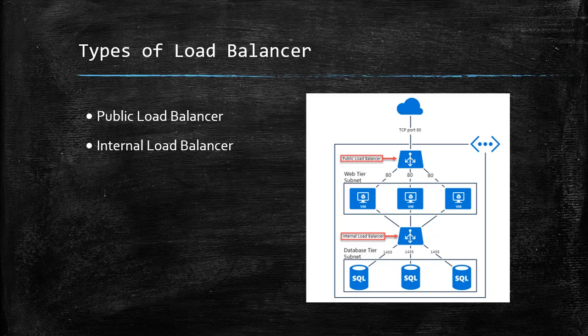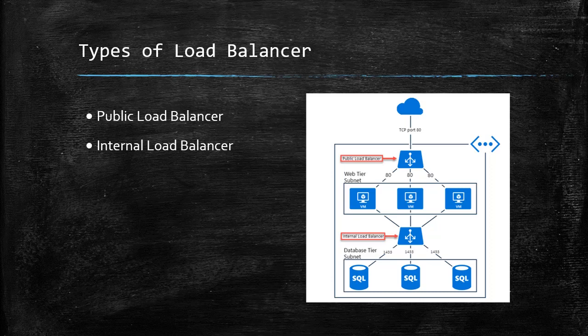Let's take a typical example over here. In this diagram, we have two applications. One is a web application and another one is a SQL application. The web application is exposed to internet and we have three servers deployed which need to be load balanced. Similarly, there are three SQL servers which are not exposed to internet, and in order to load balance those SQL servers, we use an internal load balancer.